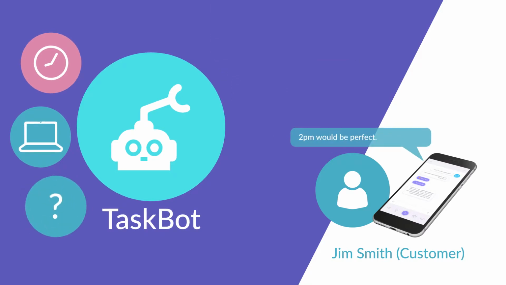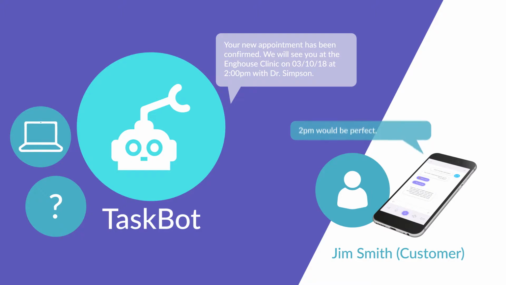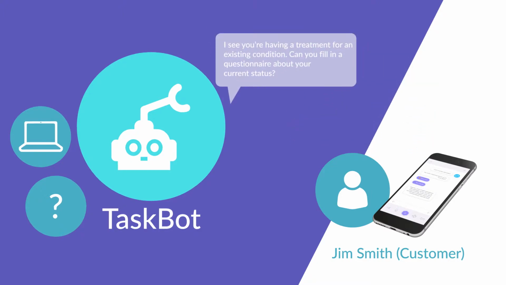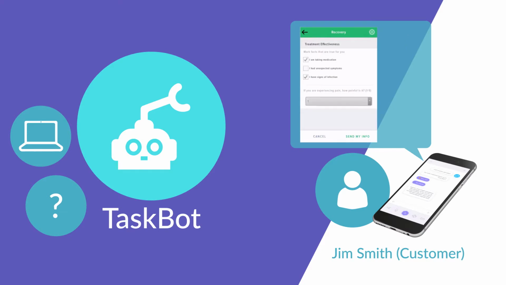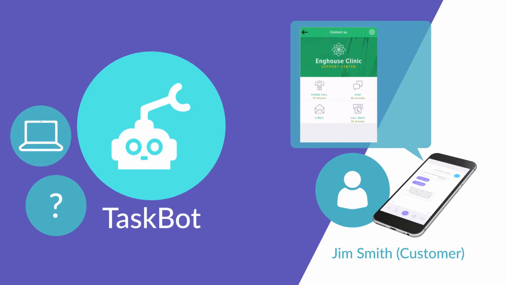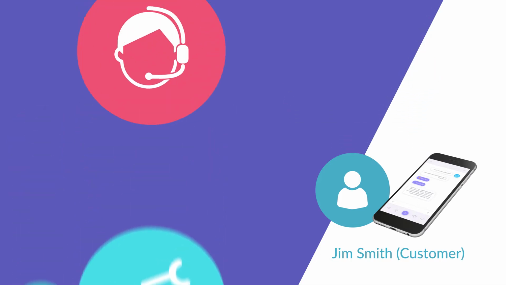The TaskBot identifies from the patient database that he has an existing condition and suggests for Jim to complete a survey. If a patient reports any sign of infection, the escalation rules state they must speak to a nurse immediately. The TaskBot displays the contact options available and can see the waiting times for each channel. Jim selects web chat and all the information is transferred to the agent and the nurse assesses Jim's condition.